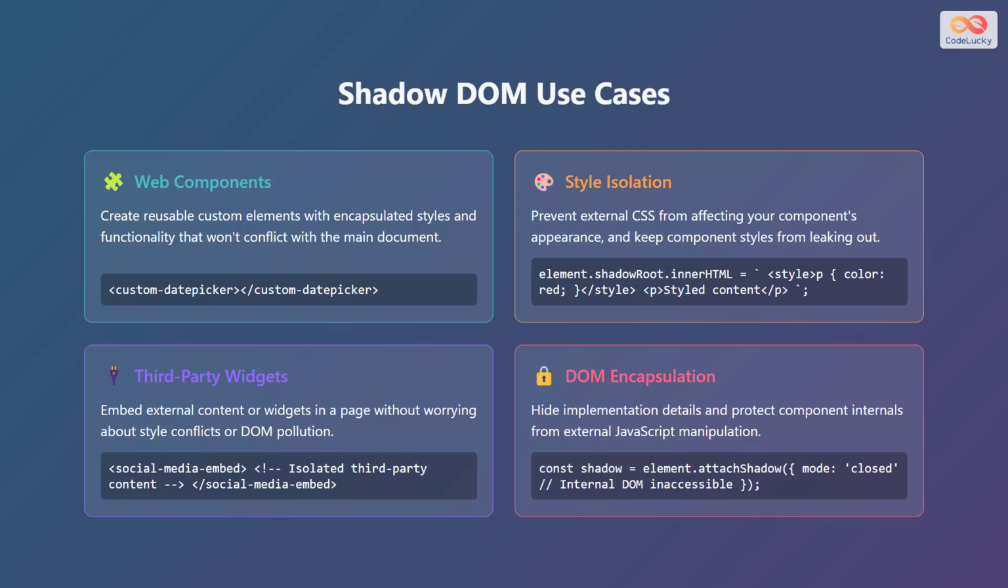Number 3. Third-party widgets. Embed external content or widgets in a page without worrying about style conflicts or document object model pollution. Number 4. Document object model encapsulation. Hide implementation details and protect component internals from external JavaScript manipulation.